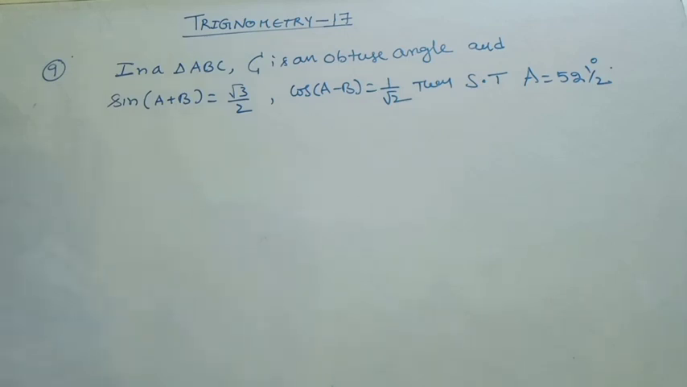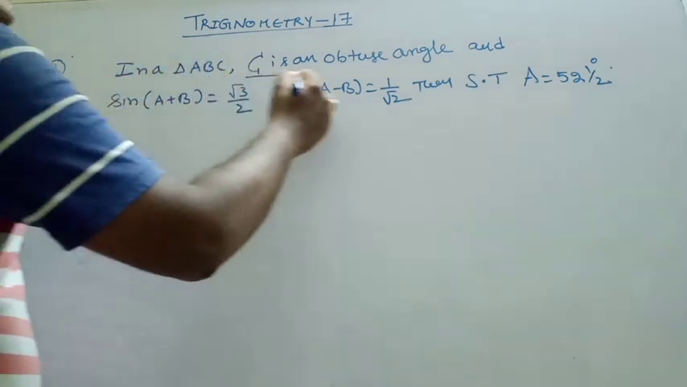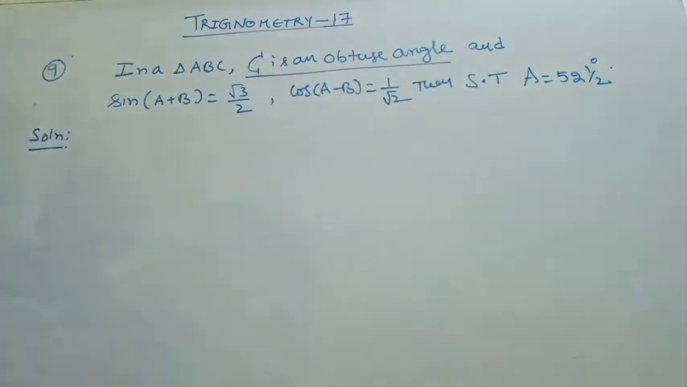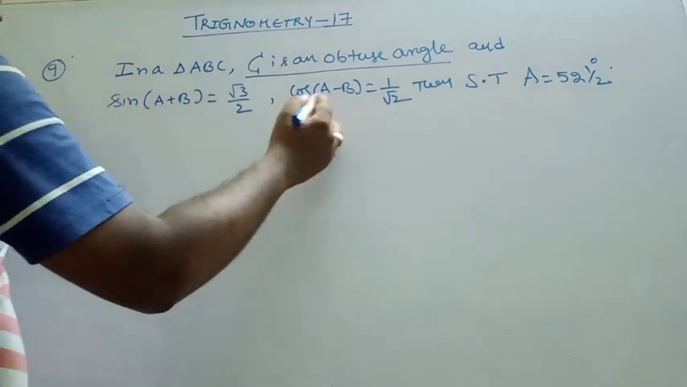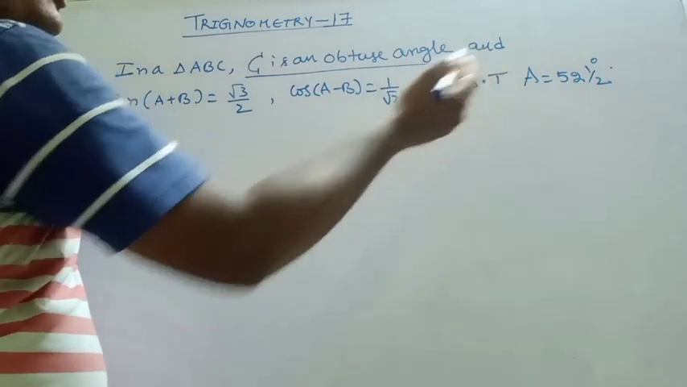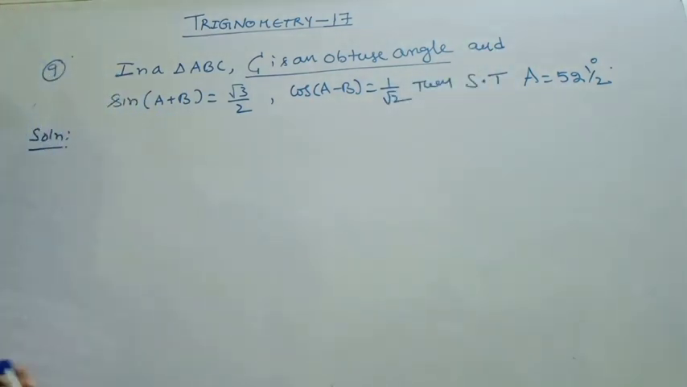Now, another interesting problem. In a triangle ABC, C is an obtuse angle, which means C is from 90 to 180 degrees. And sin(A plus B) equals root 3 by 2, cos(A minus B) equals 1 by root 2. Then show that A equals 52.5 degrees.